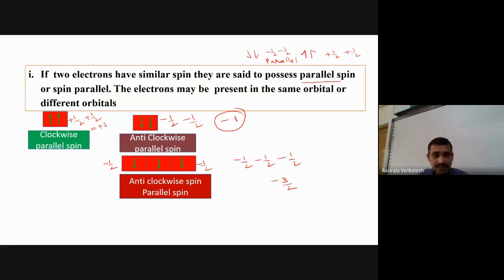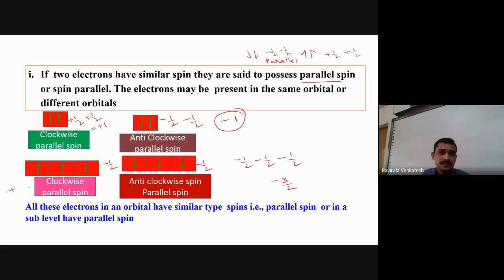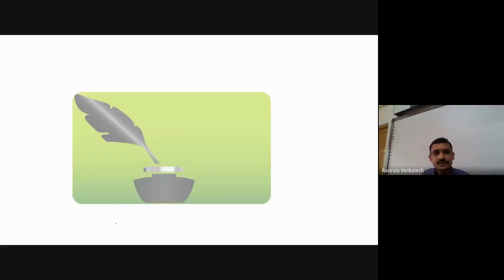That means we calculate the total spin of a given atom by adding the spins of all the electrons. Clockwise spin we take as plus half, so we get plus 3 by 2. All these 3 electrons in the orbitals have a similar type of spin, parallel spin. This is about quantum numbers.